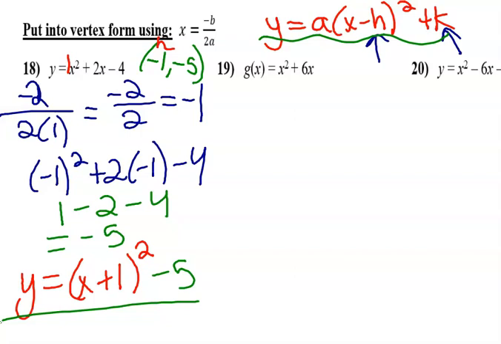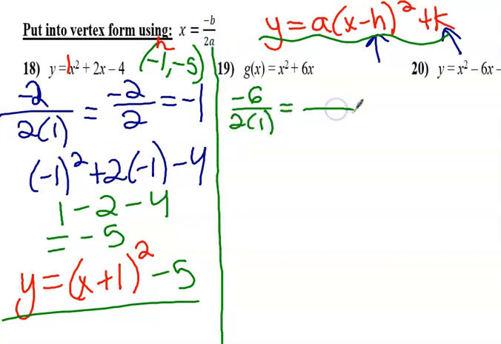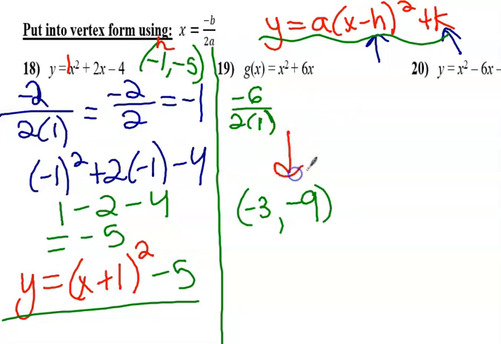All right, for number 19, I want you guys to find the vertex. Negative 6 over 2 times 1. So find the vertex. All right, so my vertex is -3, -9.